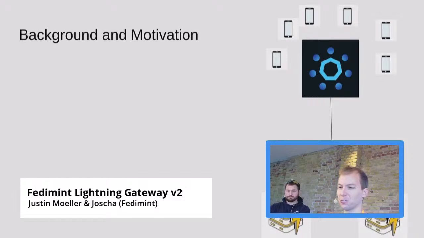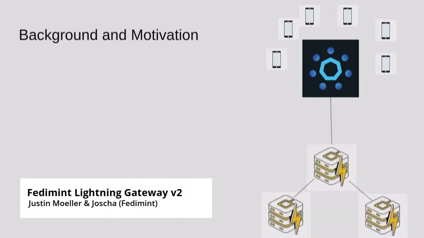Okay, so a little bit of background and motivation, like why do we even have a gateway? So on the right here, you can maybe see a typical Fedimint setup. You have a federation, a lot of clients that might be phones or the command line, and then we'd like some connection to the Lightning Network to go back to the broader Bitcoin ecosystem. So why is this even necessary?